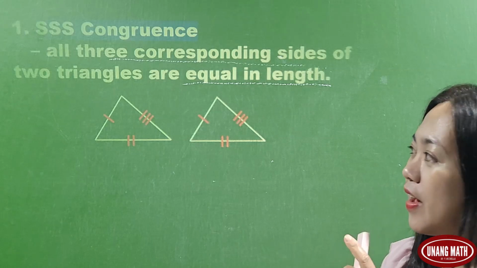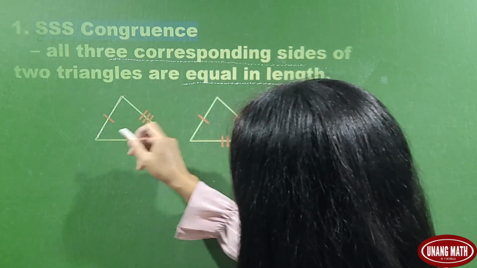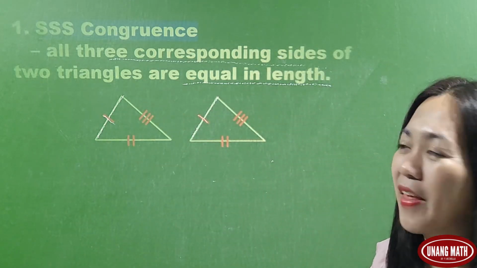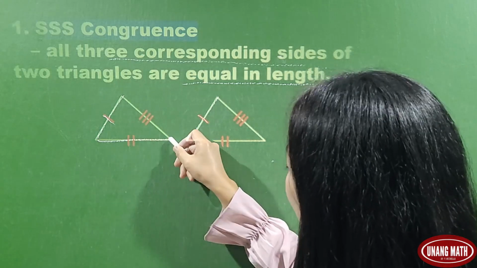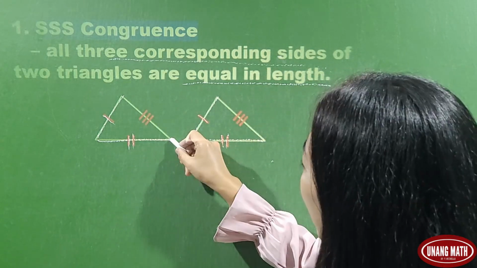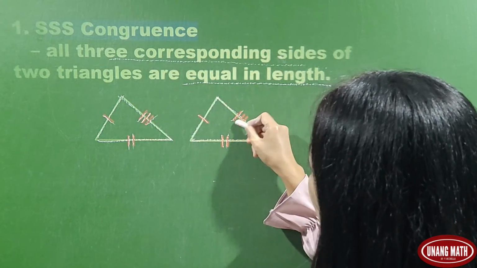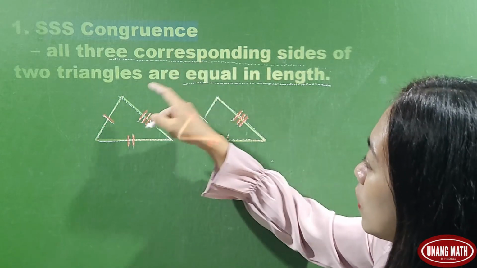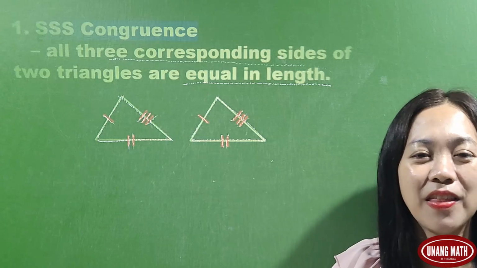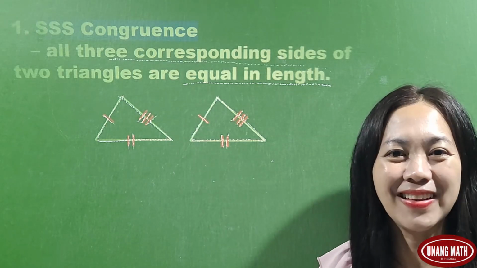Okay, take a look at these triangles. This side of this triangle corresponds to this side, and these are equal in length. This side corresponds to this side, and these are equal in length. This side corresponds to this side, equal in length. So all the three corresponding sides are equal in length, which means these two triangles are congruent.